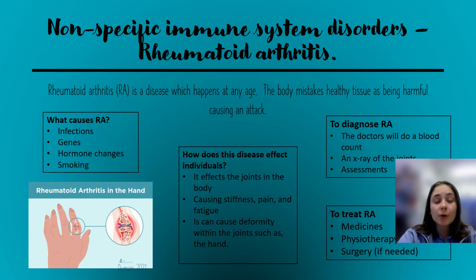I will now be talking about autoimmune disorders, and this happens when the body's immune system attacks and destroys healthy tissues. The first autoimmune disorder I will be talking about is rheumatoid arthritis. Rheumatoid arthritis is one example of an autoimmune disorder. This disease can happen at any age due to the body mistaking the healthy tissues as harmful, leading to its attack. Infection, genes, hormone changes, and smoking have all been linked with this disease. This disease affects joints in the hand, leading to stiffness, pain, and fatigue, as seen in this picture on the slide. It can cause deformity of joints in the hand, making it difficult to use the hand and function.